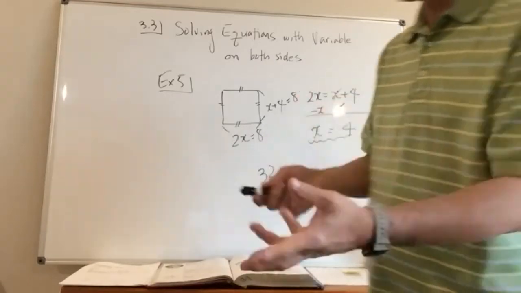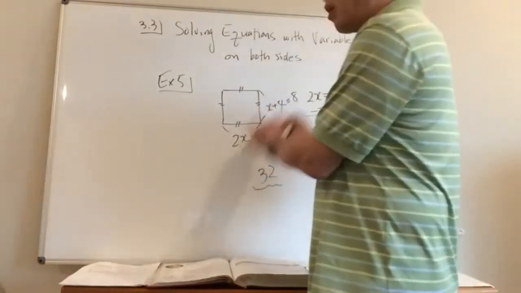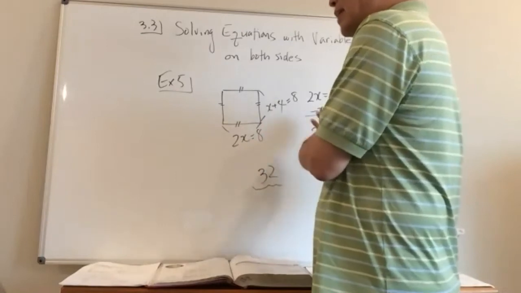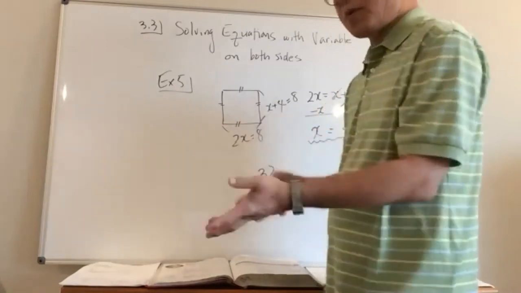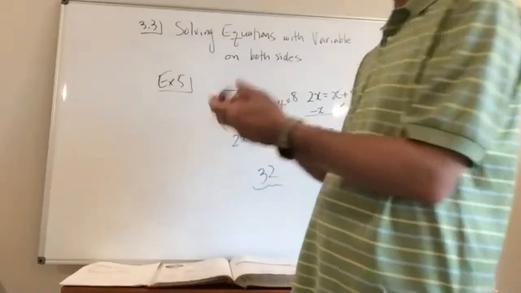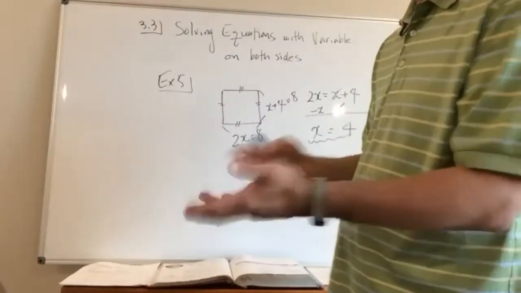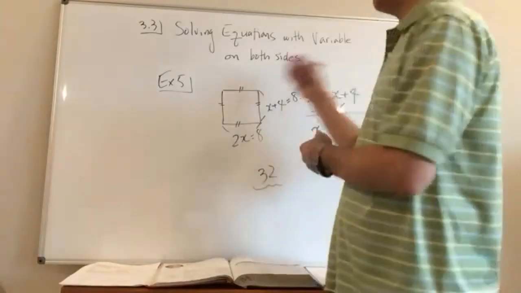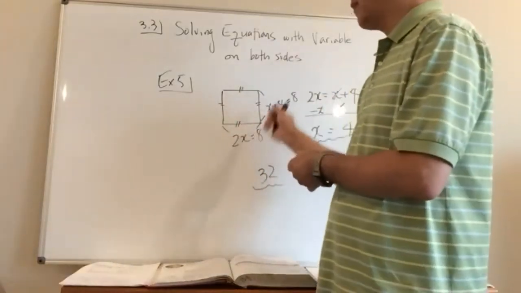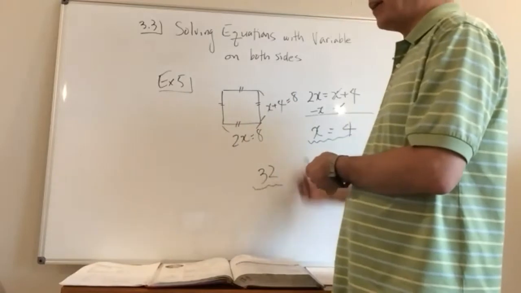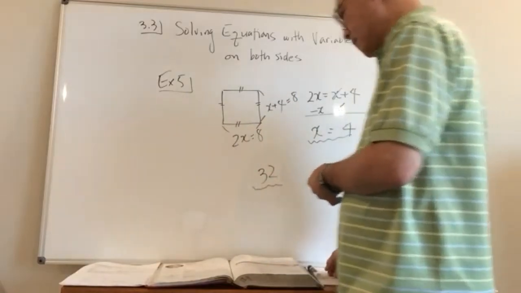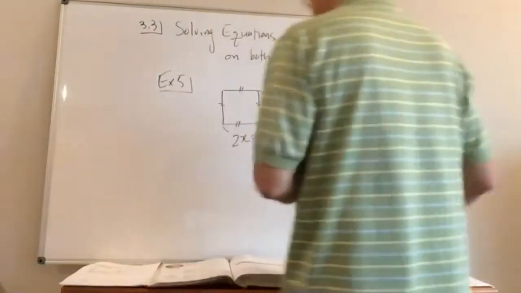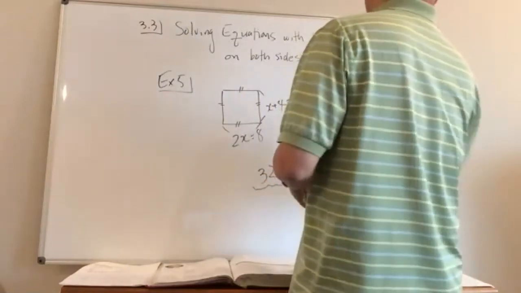It's kind of a tricky question because it has you solve for x, but in the end, it asks you for the perimeter. Just because you solve for x doesn't mean you've stated what the perimeter is. So you have to go back and calculate the perimeter, and that would be calculated to be 32. All right, so that's it for 3.3.